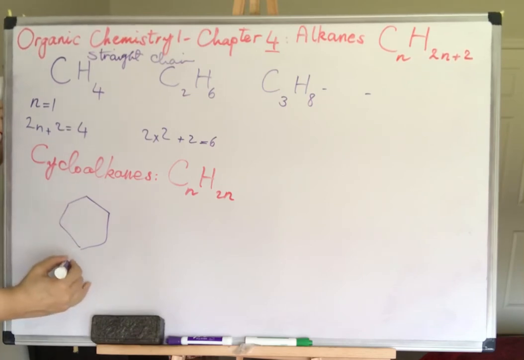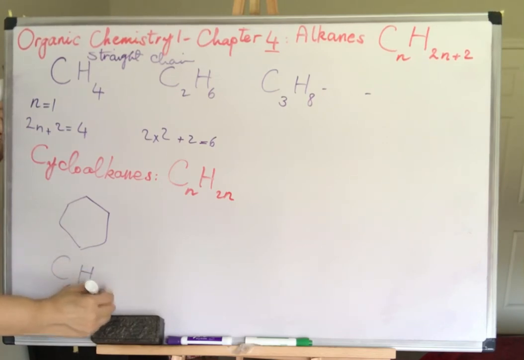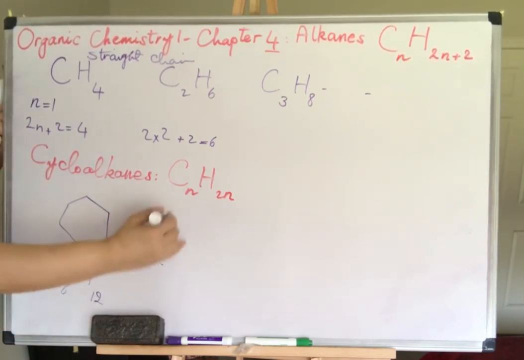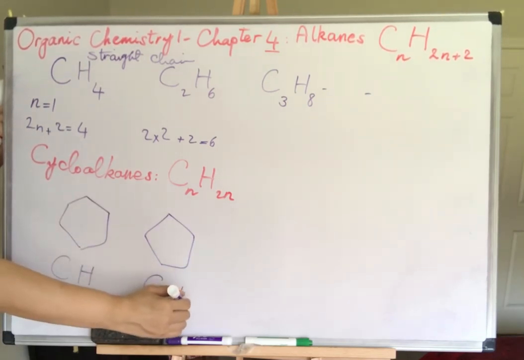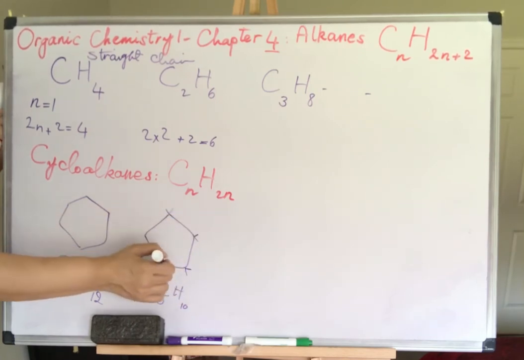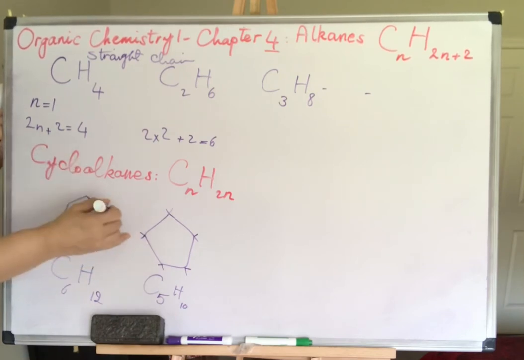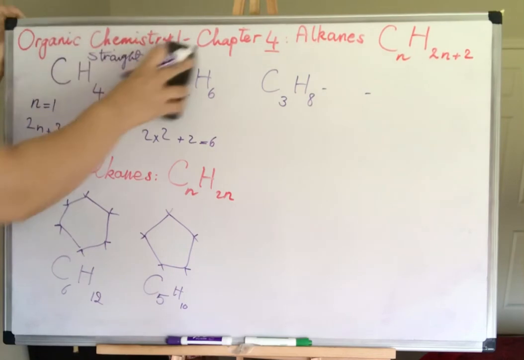So 6 carbons. Based on this formula, how many hydrogens do you expect? 12, right? If you have 5, how many hydrogens do you expect? 10. And feel free to count. These are the skeletal structures. So each of these carbons must be connected to 2 hydrogens because each carbon must have 4 bonds around it.